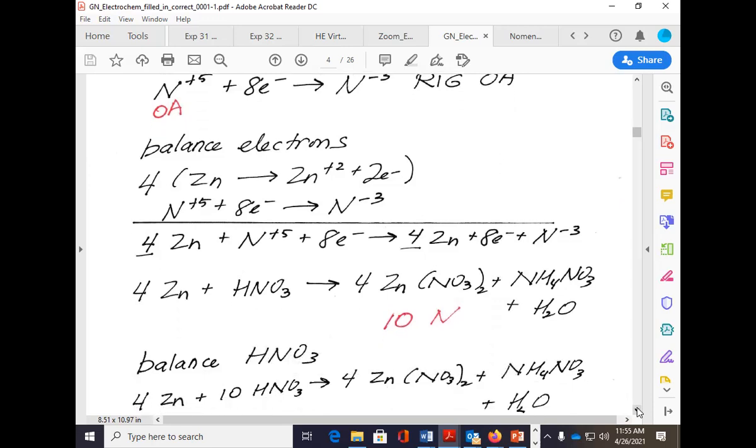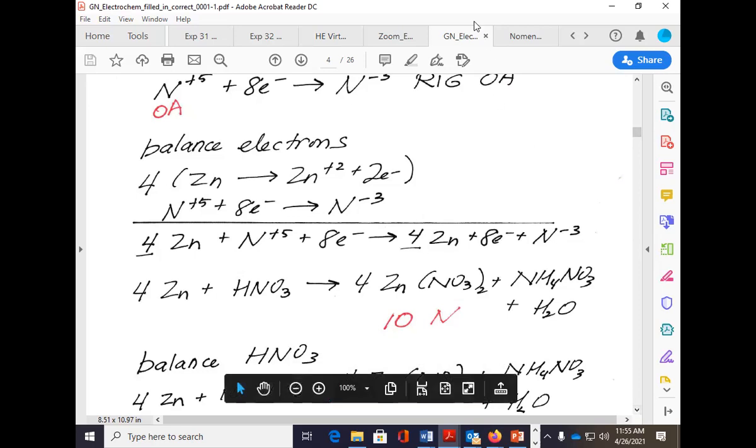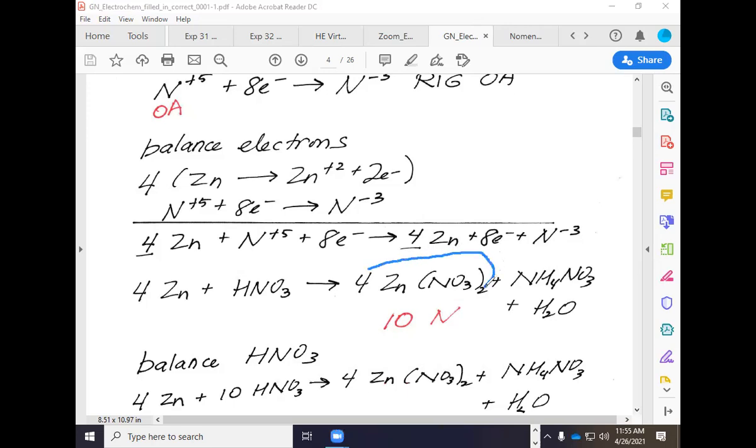We're going to go ahead and balance our acid first, so we get our nitrogens balanced. Okay, we had 4 times 2. That's 8. 9, 10. And then we have to do the water on our own.